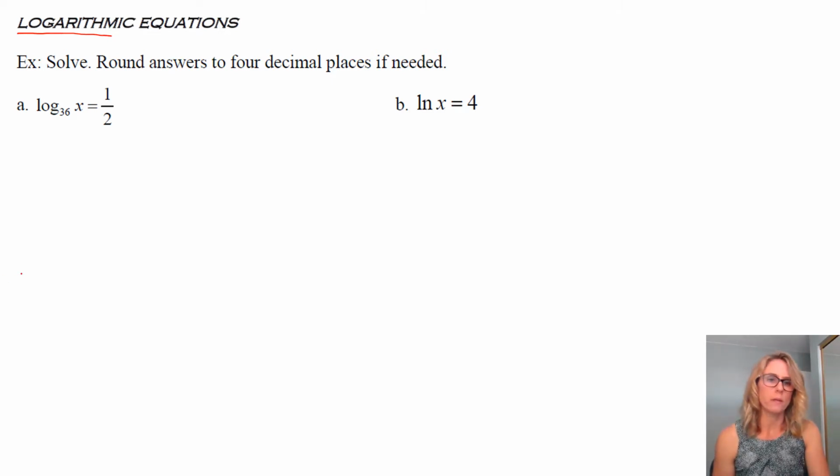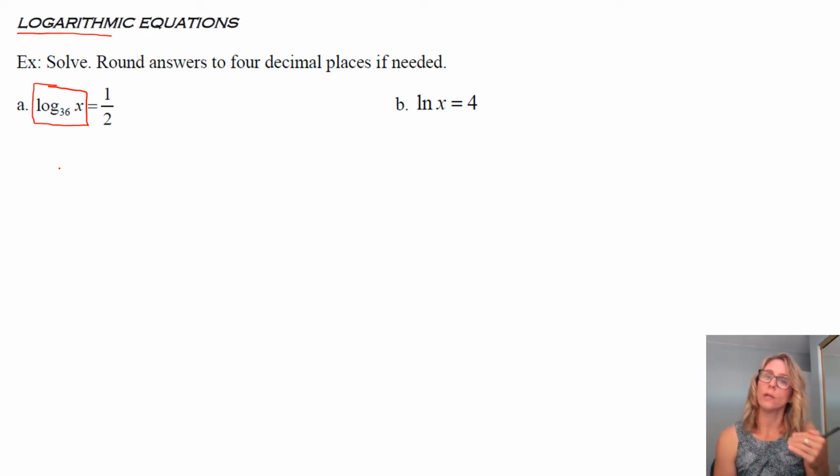So we'll start off with A, which is log base 36 of x equals 1/2. The way to think about questions such as this is to realize that with that equal sign, we can rewrite this in a way that allows us to solve it. If you focus on just the left-hand side, log base 36 of x, the answer to that is an exponent. It is saying 36 to what power gives us x. And we're being told, because of that equal sign, that the answer to that question is 1/2.